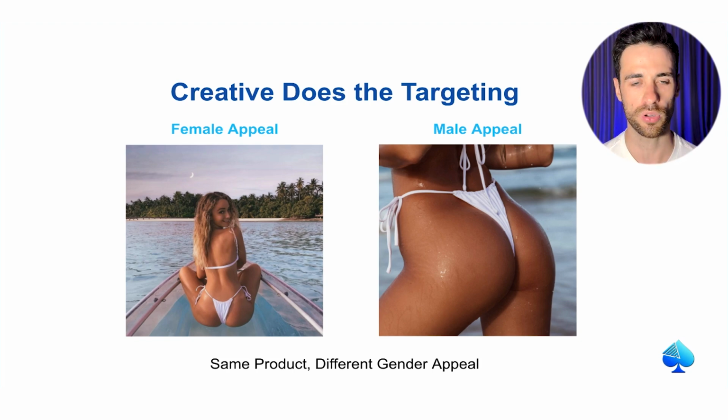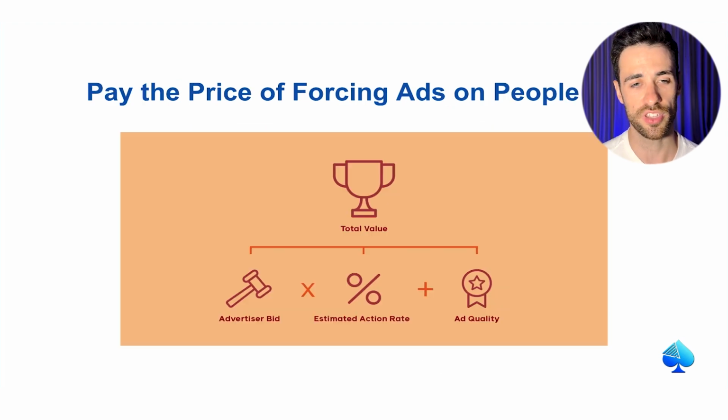So you're probably thinking, well, Cameron, why are you then telling us to leave the targeting of gender open if creative has the power to do that? Well, the reason is because of this. You're going to pay the price of forcing your ads on people. And it all comes back to the ad auction algorithm. So if you've never looked into this, go look into it. It's the underlying principle behind every single ad and how it's shown. And it will really allow you to understand Facebook ads a lot better and make better decisions.